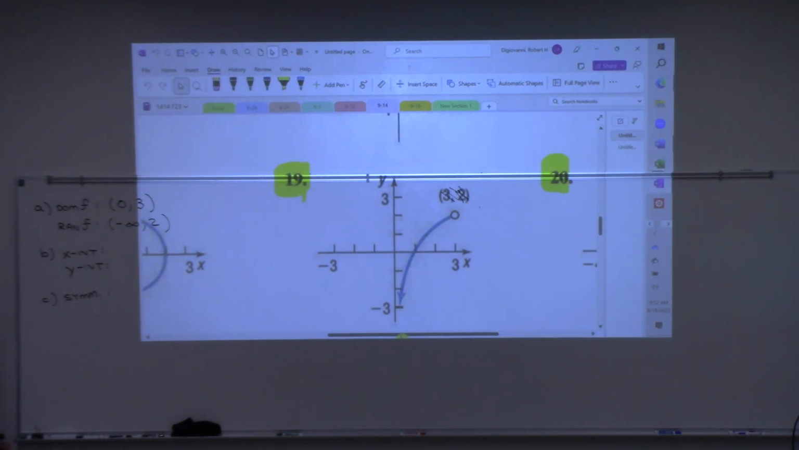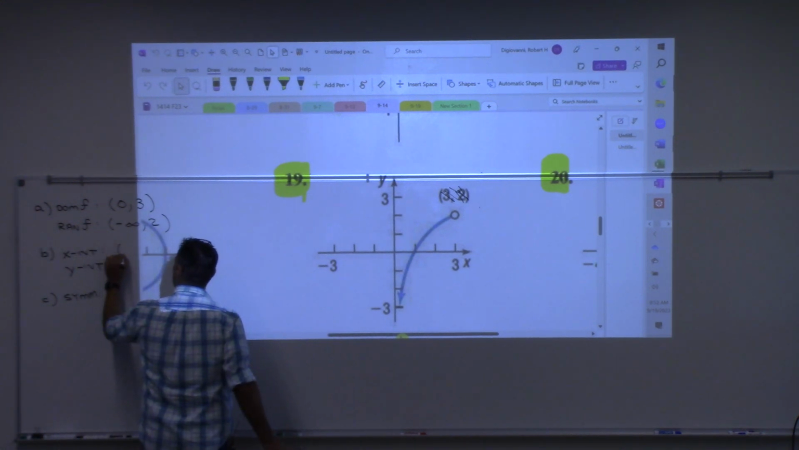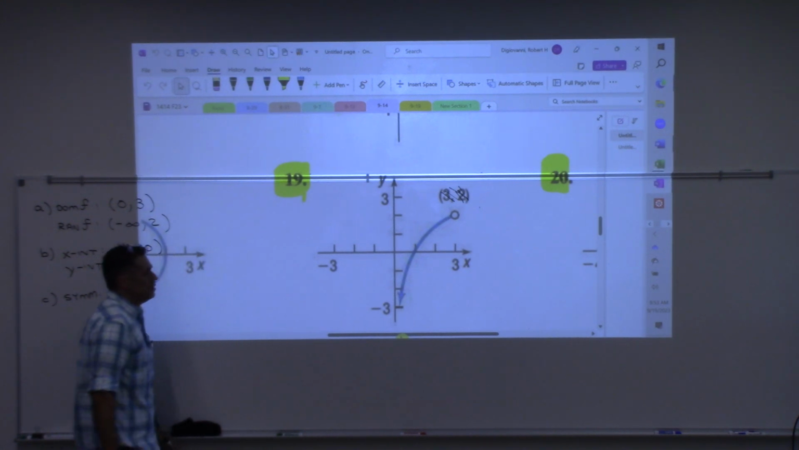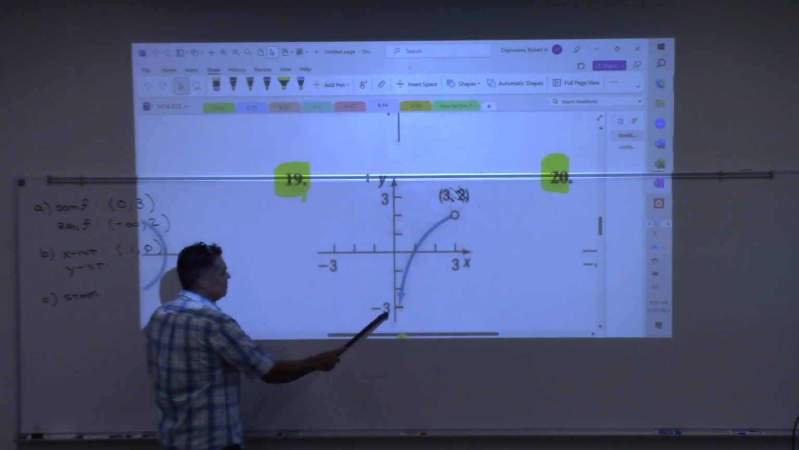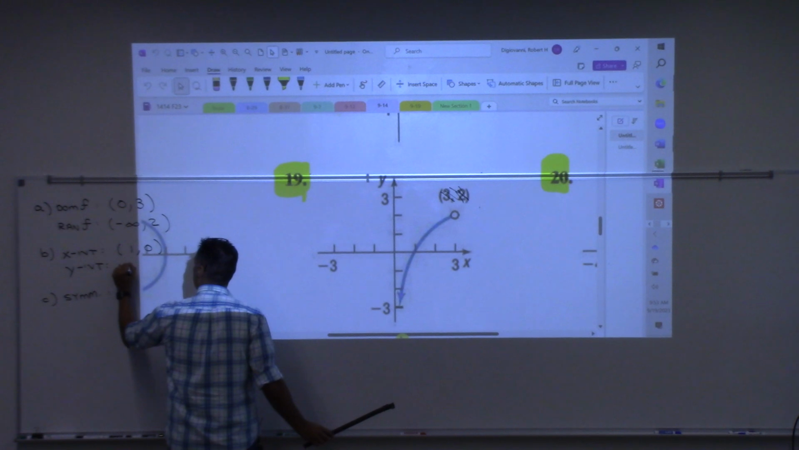Any x-intercepts? Just one, right? Right here? So that happens at, what? X value of 1, y value is 0. Right? Do I ever hit the y-axis? No, so I have no y-intercepts.